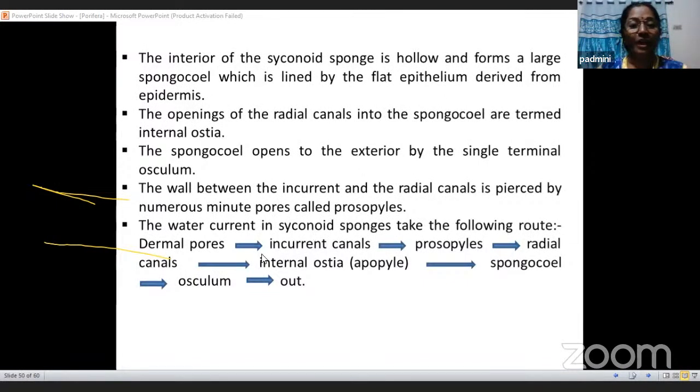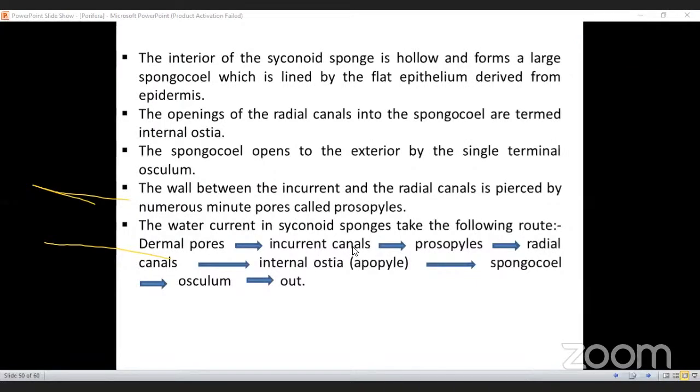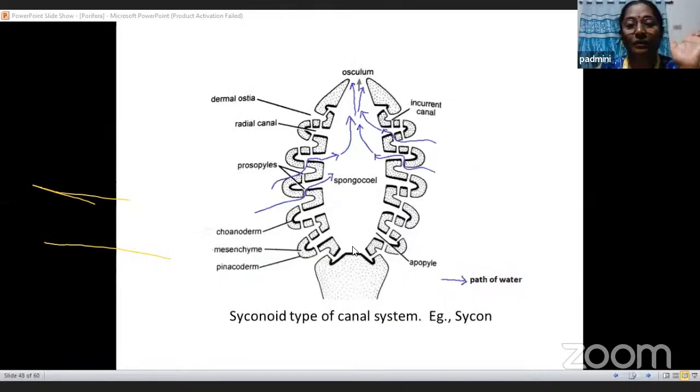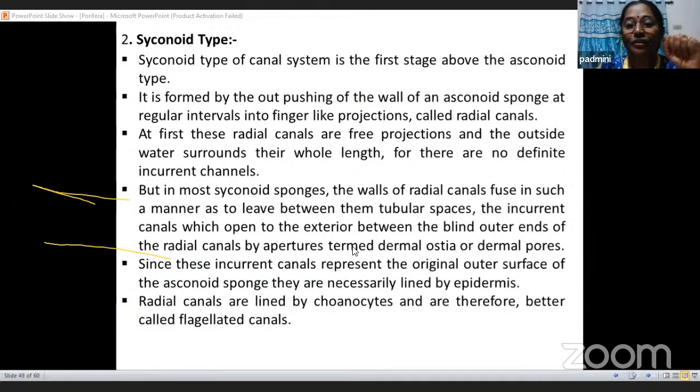In the same way, if you remember this gist, you will be able to understand that from the dermal pores the water enters the incurrent canal. I'll be sending this to you all in PDF format, so don't worry about this.